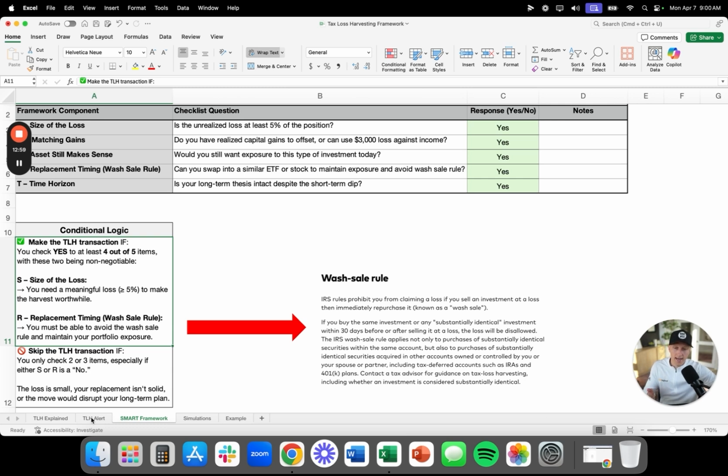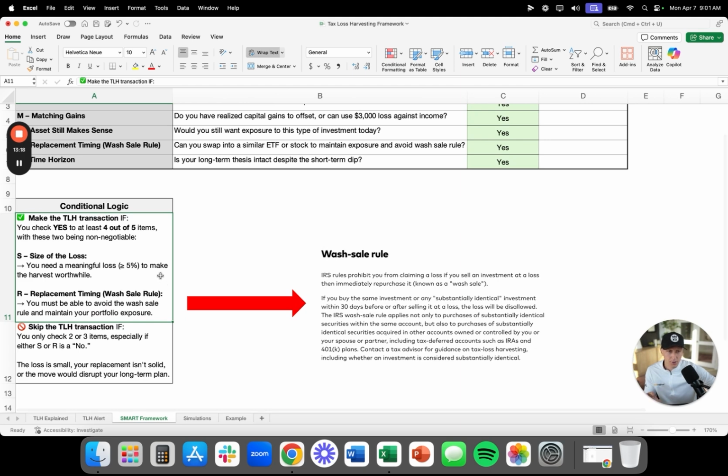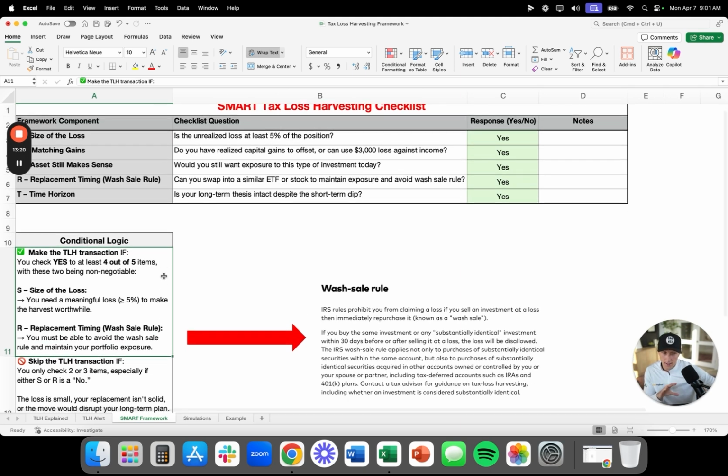And we want to get the tax benefit from this while not altering anything, which is obviously based on the checklist here. The R is the replacement timing. You must be able to avoid the wash sale rule and maintain your portfolio exposure. That's also important. You're keeping the long-term thesis intact. The wash sale rule is what we learned about right here. So that is the conditional logic to being a yes, essentially making the move.